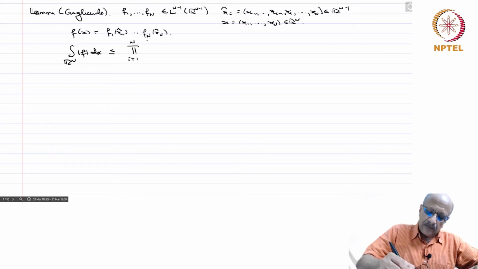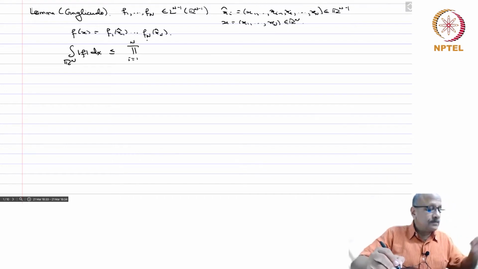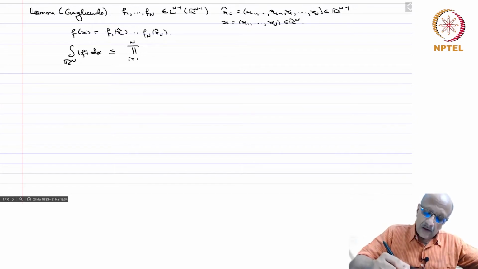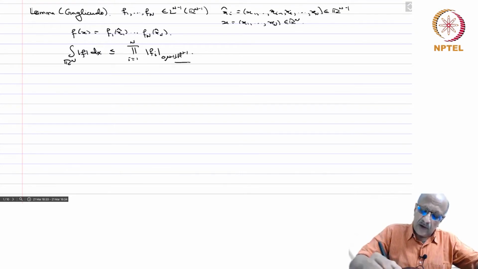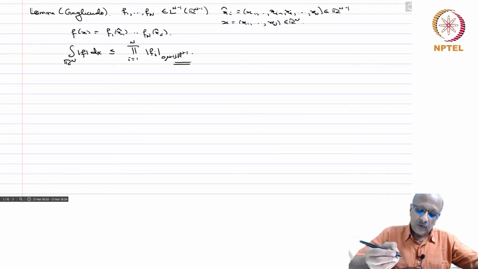Then you have the integral of |f| dx over R^n is less than or equal to the product, i equals 1 to n, of the norm of fi in L^{n-1}(R^{n-1}). Okay, so this was Gallardo's lemma. We checked it in the cases n equals 2 and 3. n=2 was just separation of variables, n=3 was the Cauchy-Schwarz inequality, and the general case follows by induction on n, using the Hölder inequality instead of the Cauchy-Schwarz inequality.